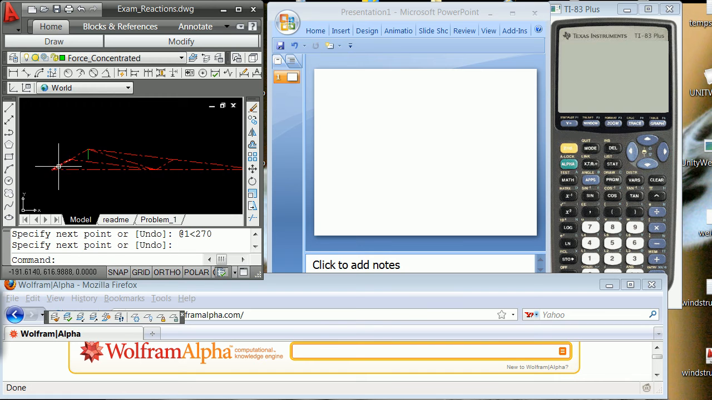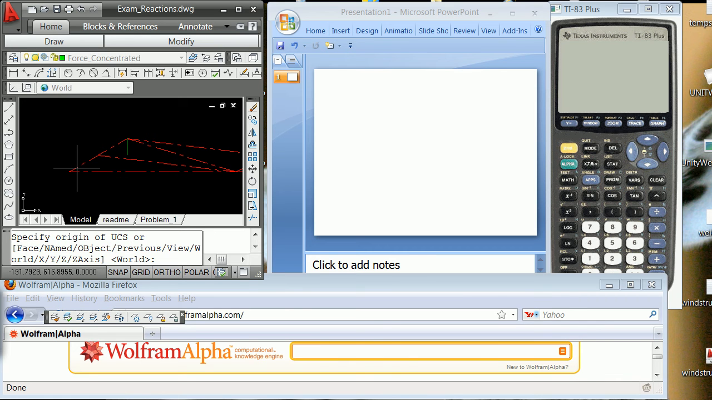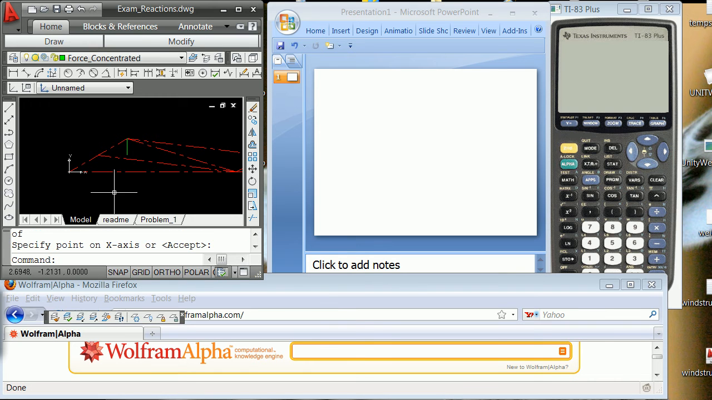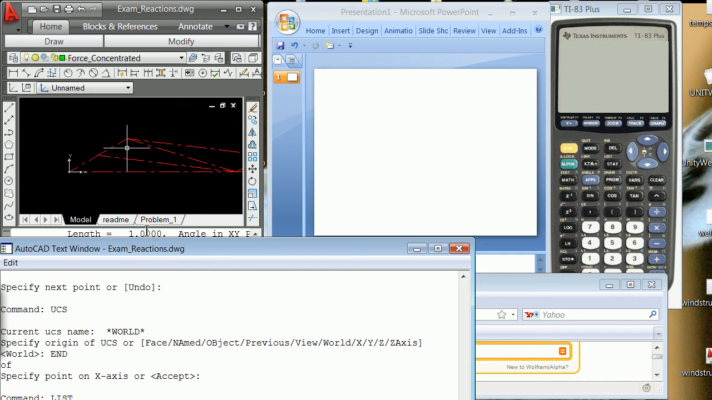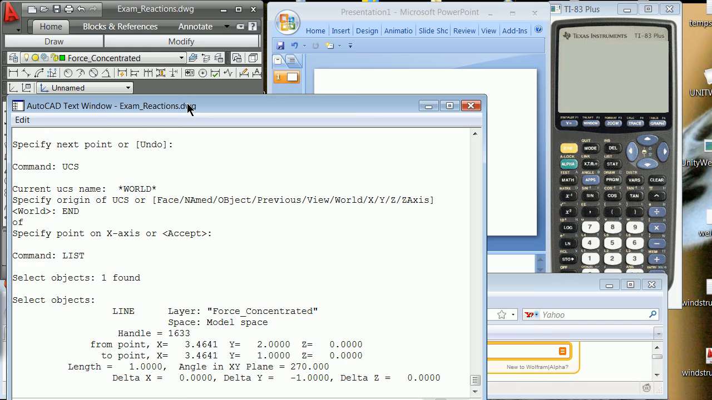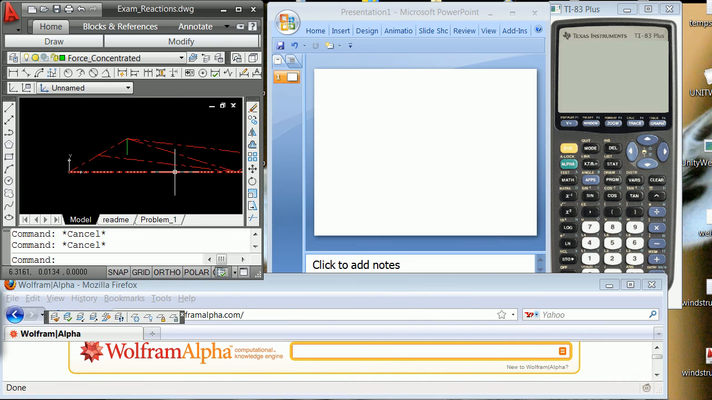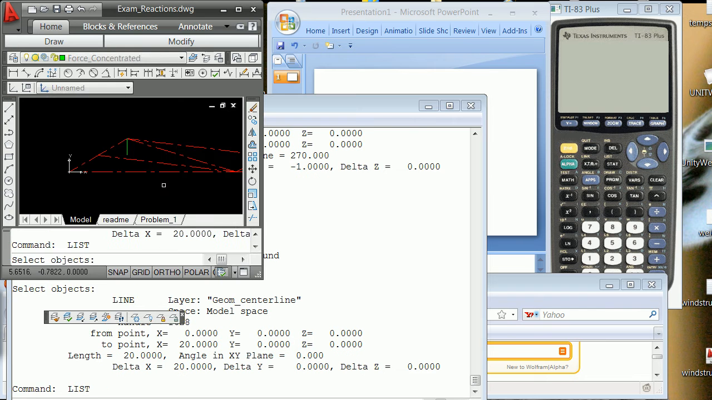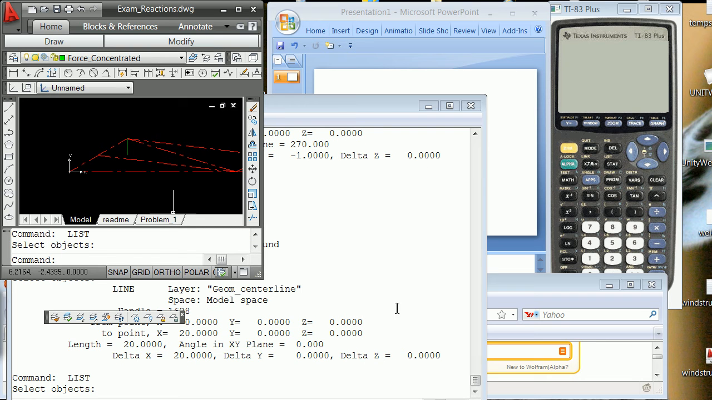So each of my forces basically now are going to be 100 per 1. UCS, the end point there, enter to accept. If I list this, I have a distance, or an x of 3.46. When I list this, it is 20. So the calculation is going to be 20.